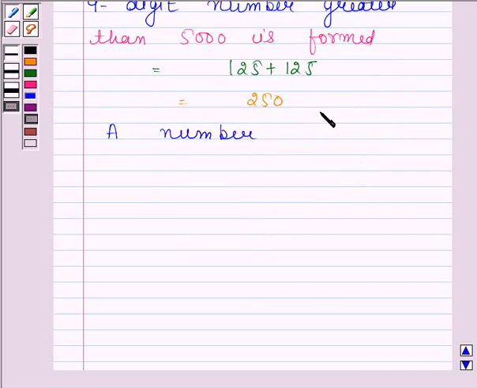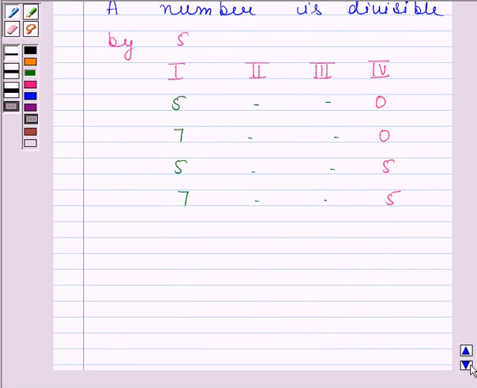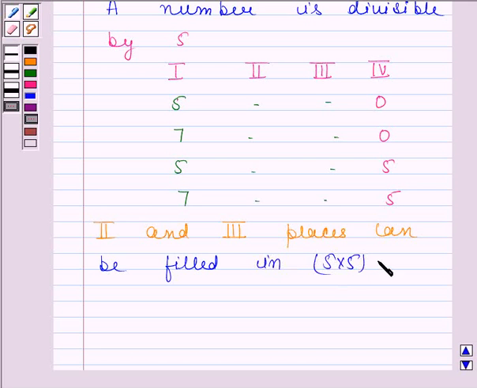Now the number will be divisible by 5 if the fourth place is filled up with either 5 or 0. And we know that first place can only be occupied by 5 or 7. Right? Now the remaining second and third places can be filled in 5 into 5 ways. That is 25 ways.